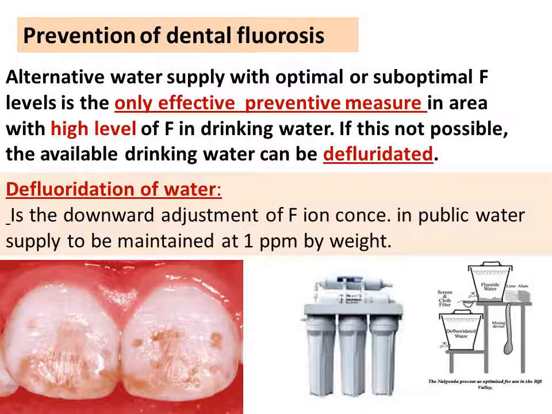Defluoridation of water. Defluoridation of water is the downward adjustment of fluoride ion concentration in the public water supply to be maintained at 1 part per million by weight.